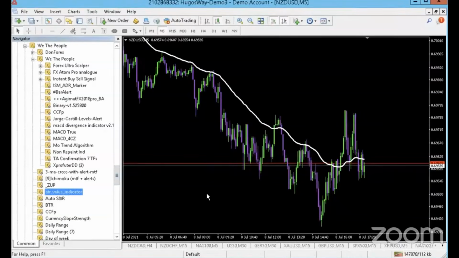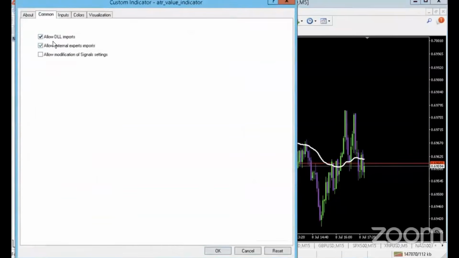So ATR value indicator, I put that on my chart. I make sure always allow DLL imports. You'd be surprised how much customer service issues we have over this one topic. And again, it sounds so simple, but we still get hundreds of questions about the indicator doesn't work. No indicator works without clicking this box.